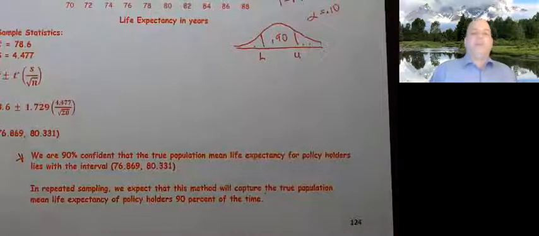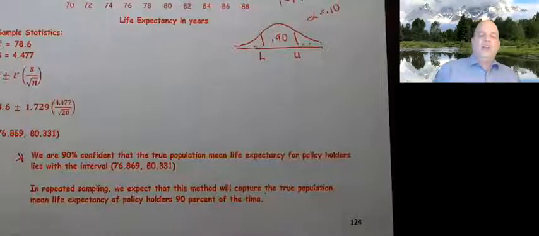And it's in repeated sampling. We expect that this method will capture the true population life expectancy 90% of the time. In other words, if we did this over and over and over again, technically an infinite number of times, 90% of the time it would work, all right? That also means 10% of the time it fails, all right? So we like to say in repeated sampling, we expect this method will capture the true population mean life expectancy of policyholders 90% of the time. All right, and that will conclude the one sample confidence intervals.